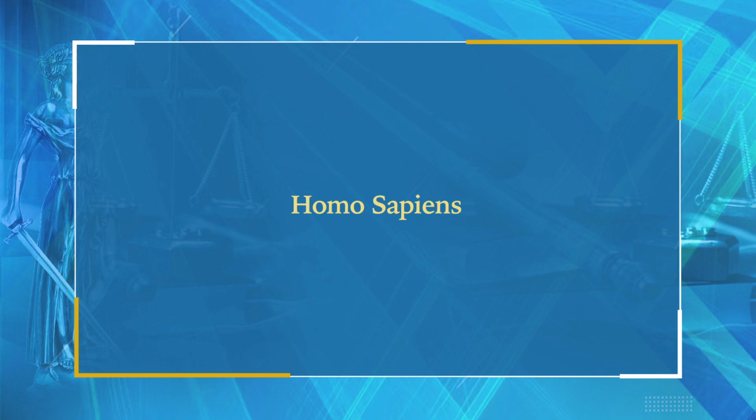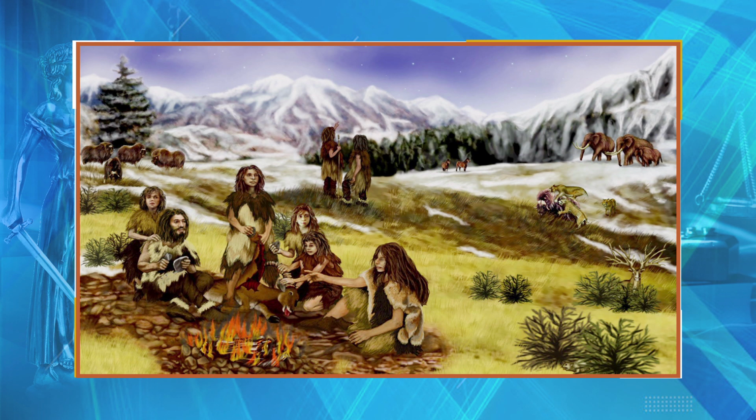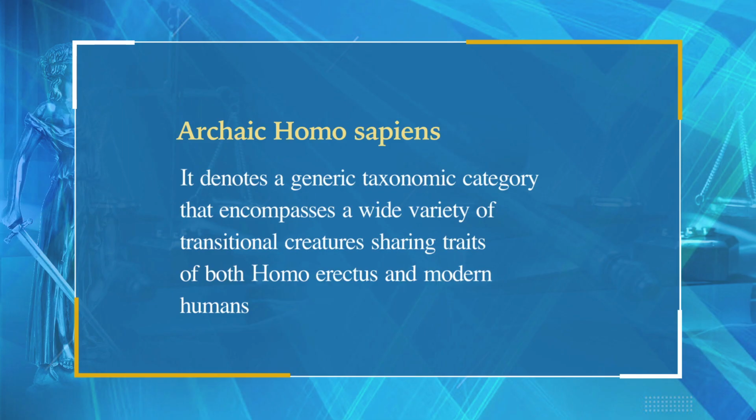Now coming to another species of humans, which is known as Homo sapiens, one of the very important developments in the evolutionary history of humans. The fossil record shows that over time, Homo erectus evolved into Homo sapiens, a more human-like species. To those versed in paleoanthropology, the term archaic Homo sapiens denotes a generic taxonomic category that encompasses a wide variety of transitional creatures, sharing traits of both Homo erectus and modern humans.